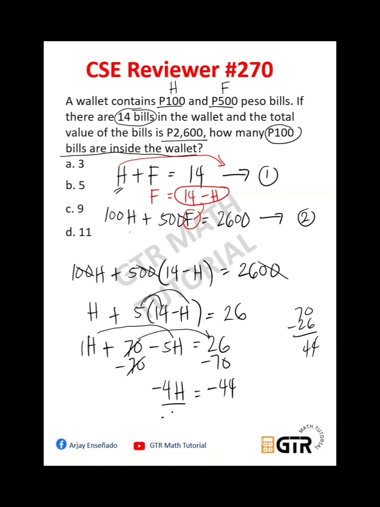Last step, divide both sides by negative 4. So therefore, the value of H is negative over negative, that is positive. 44 divided by 4, that is 11. So the number of 100 peso bills is 11. That is letter D.